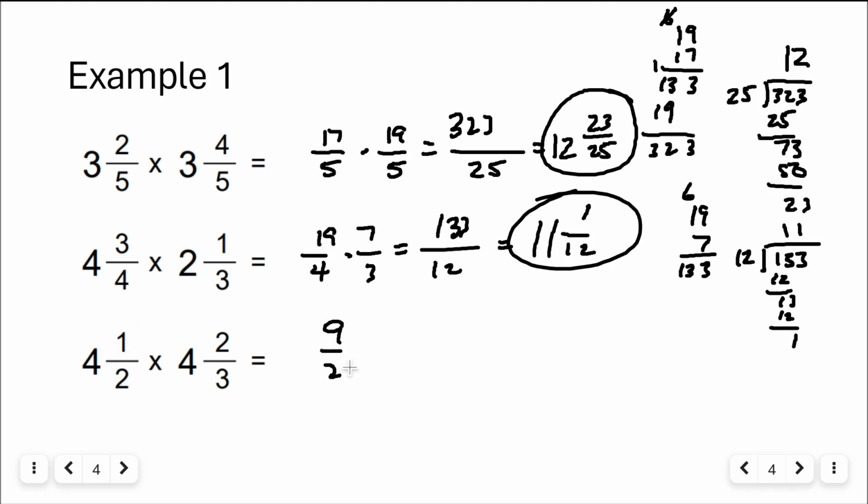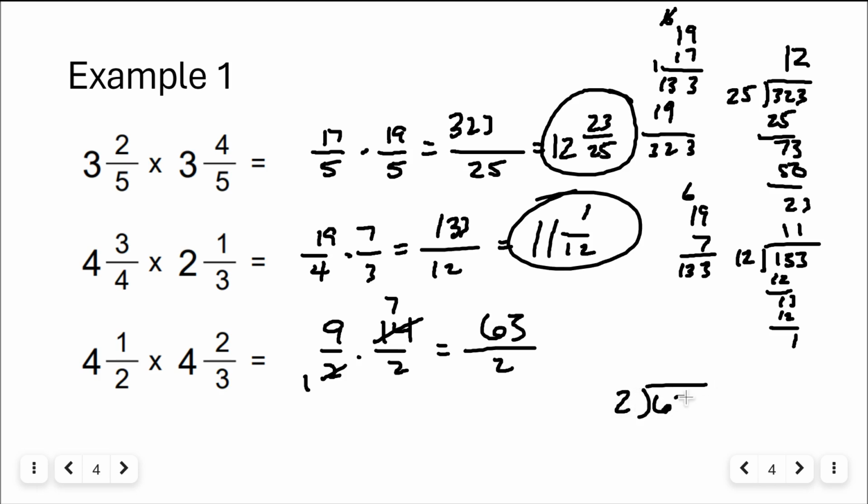And then finally, we got 4 times 2 is 8. 8 and 1 is 9 over 2. 4 times 3 is 12, and 2 is 14 over 2. Hey, we can cross cancel. 2 goes into 14 7 times. 2 times 1 is 2. 9 times 7 is 63. Apparently, we're practicing our 9 times 7 facts in this slide here.